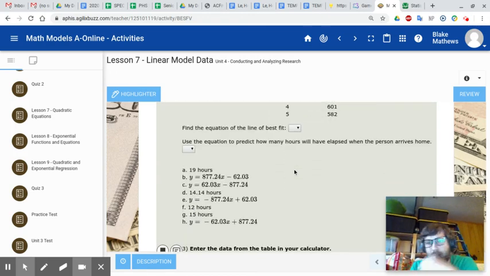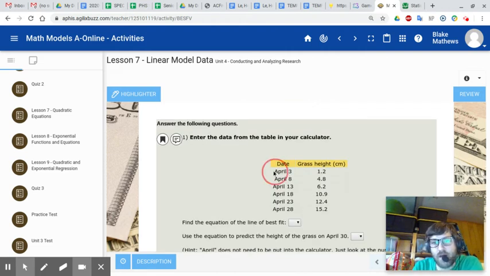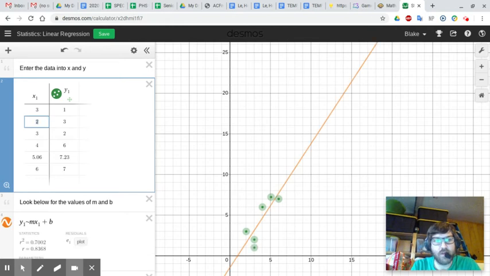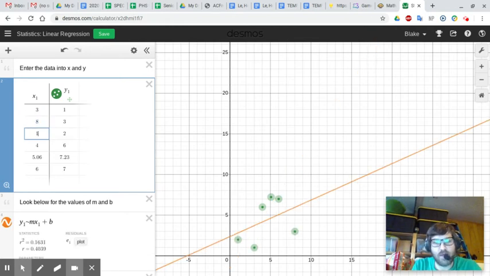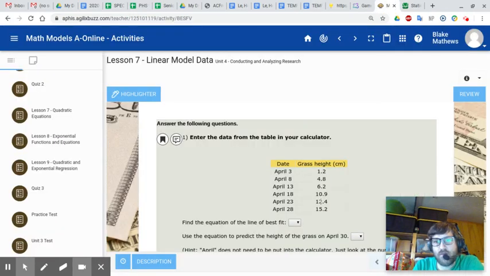Now, if there's something like a date or a year, you can just get rid of the month, or if it's like the year 1901, you could just use 1 if you want. But we'll look at that here in a second. So we're going to use 3, 8, 13, 18, 23, and 28 for our x values. When you open this graph, there's probably going to be data already here. But you're going to go here in X1 and enter those numbers: 3, 8, 13, 18, 23, 28. So those are my X values.